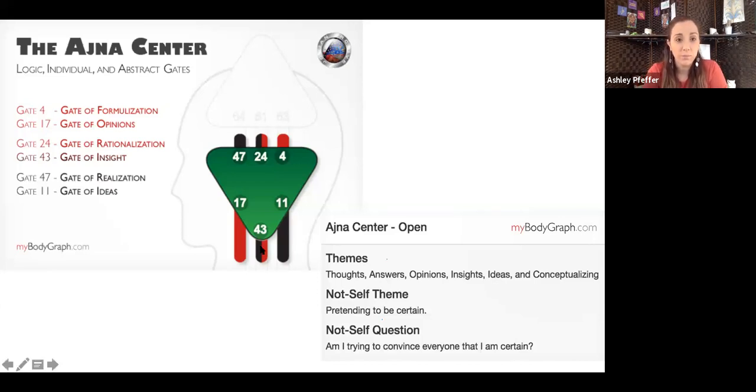I just know. And when you try to explain your knowing, that's a not-self theme. So if it's open for you, you're not here to explain it. Johanna's here to explain it because hers is defined. I'm not here to explain it. If I'm channeling it, I'm like, I don't know where that came from. I don't know how to explain it. It just is. Just believe me, right? I'm not trying to convince anyone, I'm certain, because I'm not here to formalize. I'm not here to conceptualize. I'm just here to channel it.